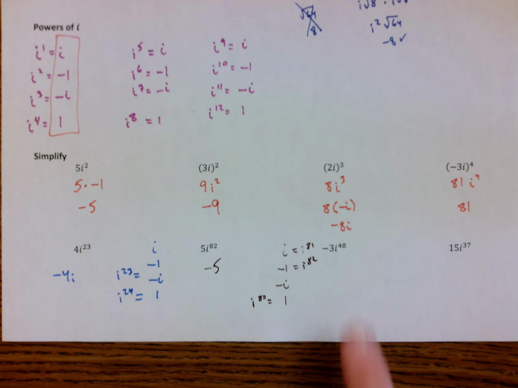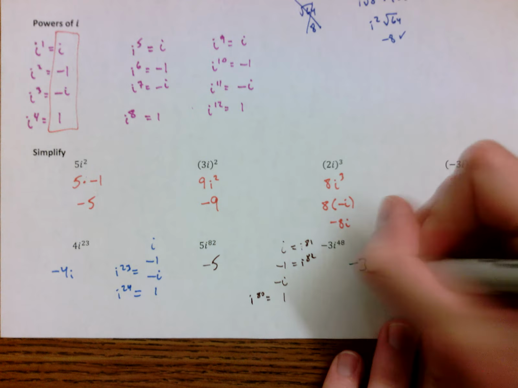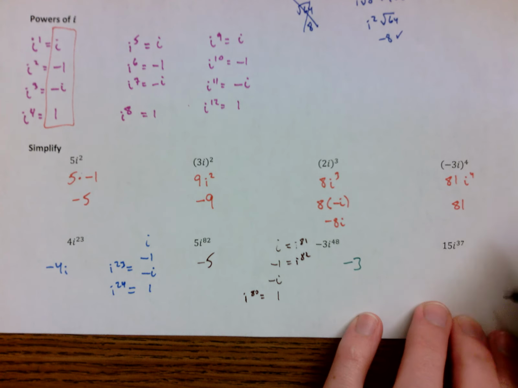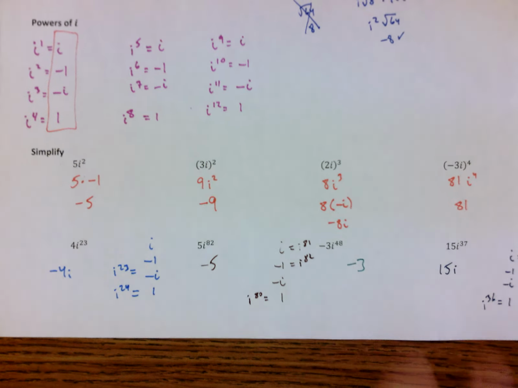All right, this guy here, 48. Well, 48 is a multiple of 4. So that's a multiple of 4. It's got to be 1. So that guy's just negative 3, done. All right, and then this last one, 37. So closest multiple of 4 to 37. So 4, 8, 12, 16, 20, 24, 28, 32, 36, right? So 36, i to the 36th is going to be the bottom of my pattern. And I'm just filling in the rest of my pattern. So then i to the 37th would be up here. So that's just i. So this is simply 15i.